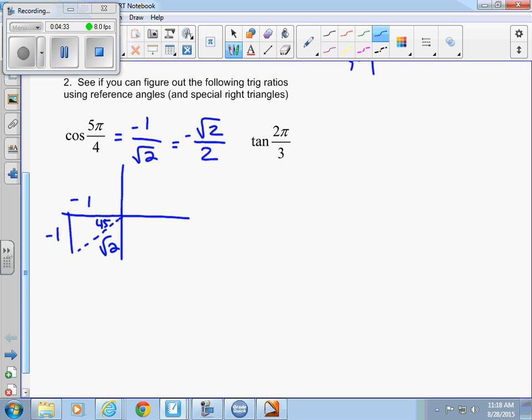What's the first thing you're doing? Finding out where 2 pi over 3 is, right? Second quadrant, how do you know? Less than 3 pi over 3, right? And what is 3 pi over 3? That's pi, so it's pi over 3 less than 3 pi over 3. So it's in the second quadrant. What is the reference angle?